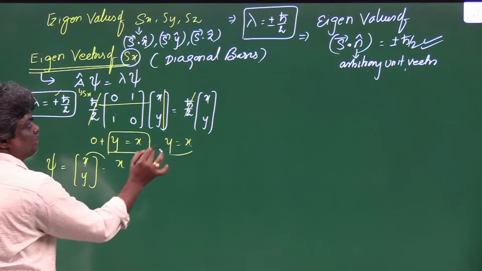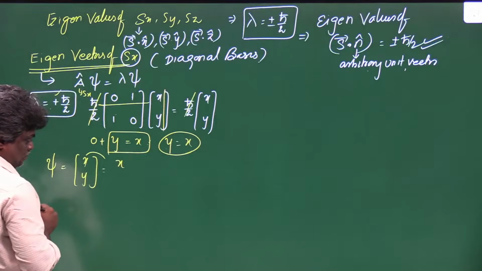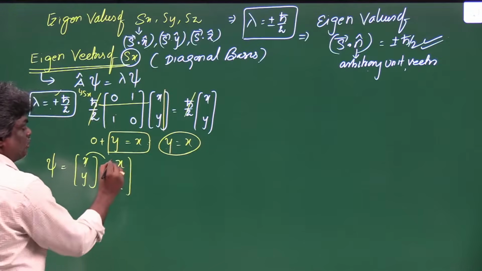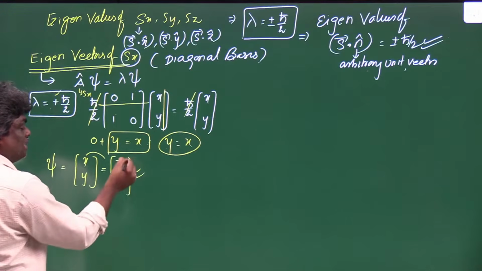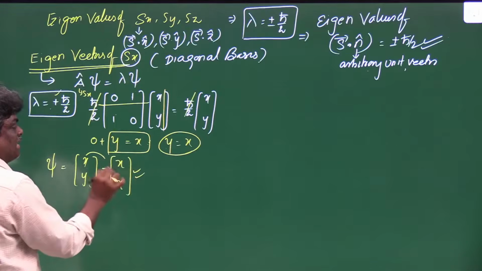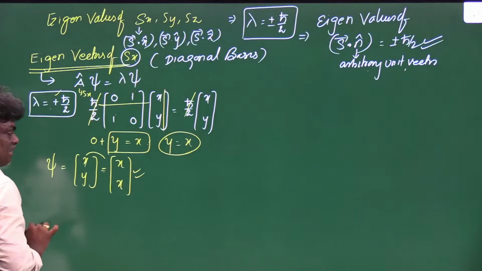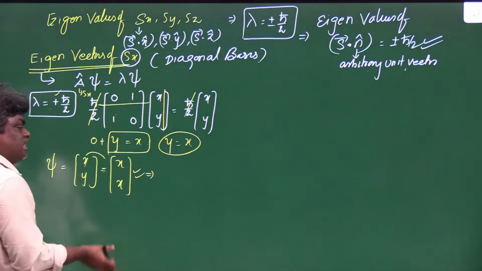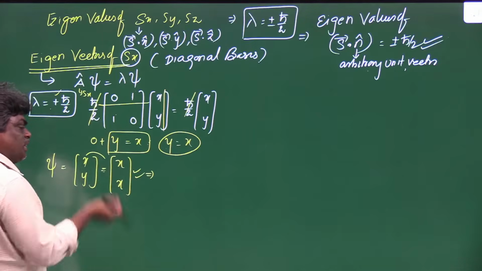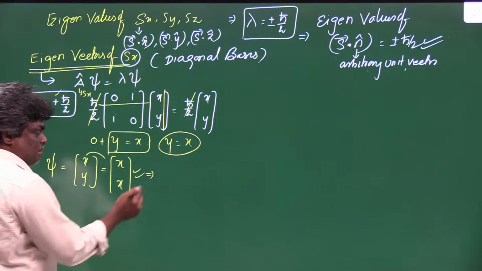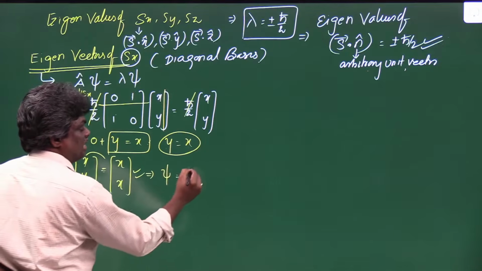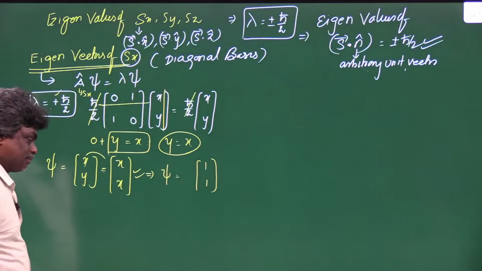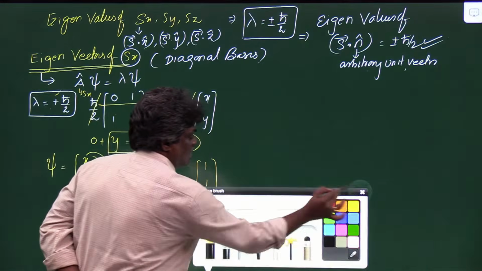Already you got one equation, y equal to x. Keep it x. So this is the general form of the eigenvector corresponding to this eigenvalue. Now there are so many solutions: 1 1, 2 2, 3 3, 4 4, all are correct, but which one will we take? The least one. Least one is what? 1 1. And then there is a normalization constant.